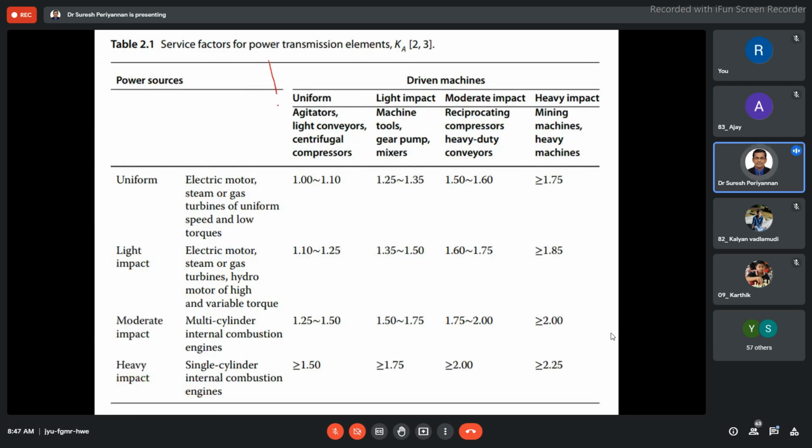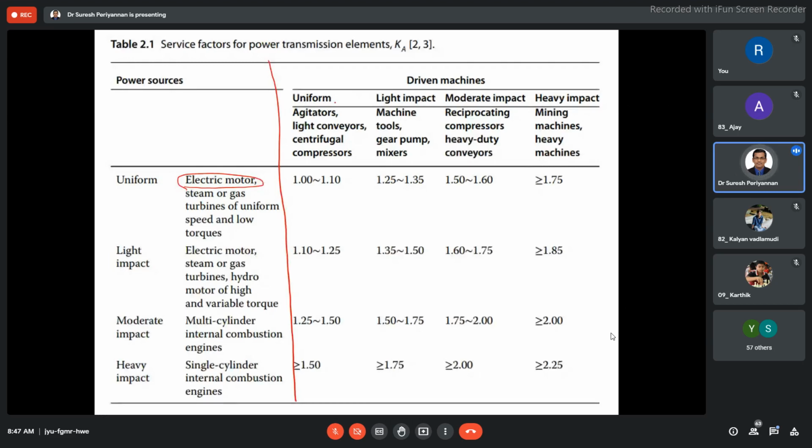On the left-hand side is the power source. For example, I consider an electric motor, a uniform power source. On the right-hand side is the driven mechanism, where the electric motor power is going to be transmitted. The electric motor power is to be transmitted to which component? That is on the right-hand side.